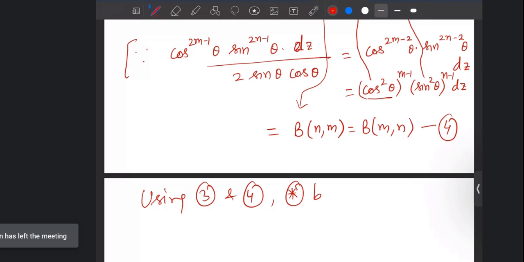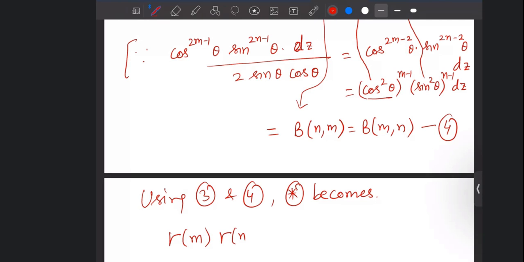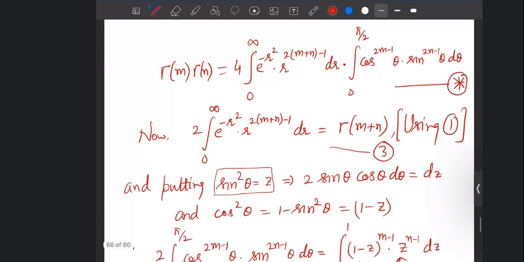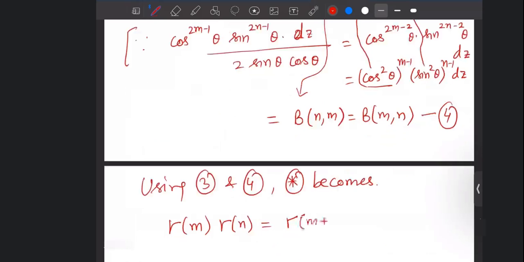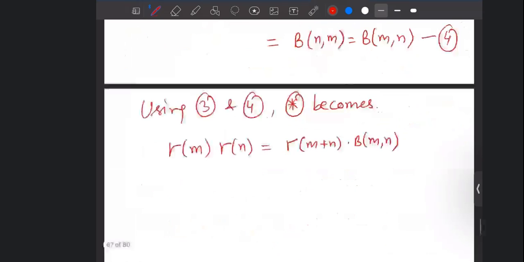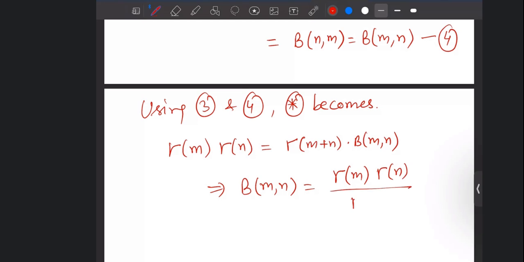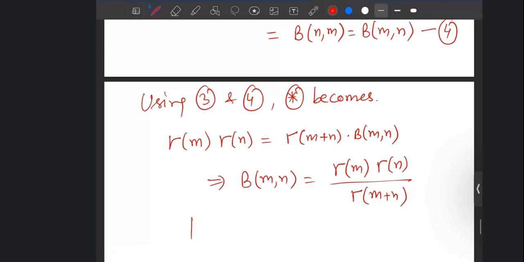star becomes gamma of m into gamma of n is equal to gamma of m plus n into beta of m, n. This implies beta of m, n is equal to gamma of m into gamma of n divided by gamma of m plus n. Hence proved the result.